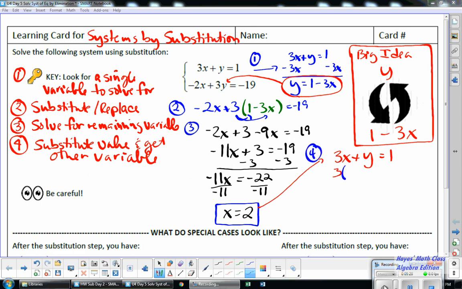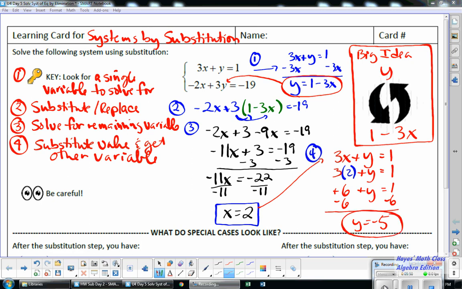Again, remember, the reason why I'm labeling this out is that the goal here is that you want to be able to look back here in a couple of months, or a year in Algebra 2, and be able to read what's going on and understand what you were doing. So I get positive 6 plus y is equal to 1. I was already anticipating the negatives. So y is going to equal negative 5.